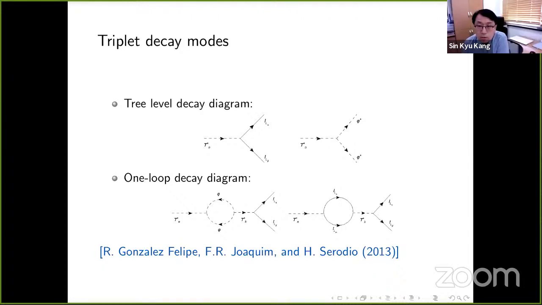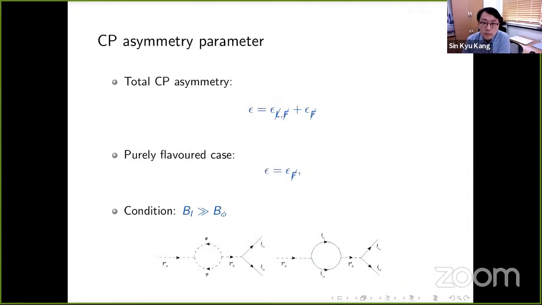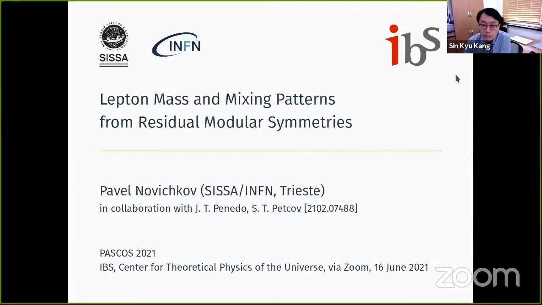Okay, any other questions? Okay, if not, thank you, Sri Rupa. Now let's move on to the next speaker. Next speaker is Pavel Novikov, who is talking about lepton mass and mixing patterns from residual modulus matrices. Could you share your screen? Yes, I hope it's visible now. Okay, yeah, I can see your screen. Please go ahead.